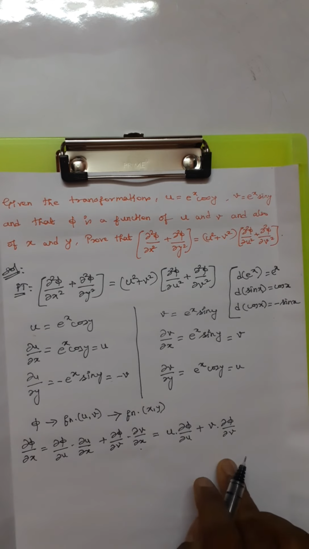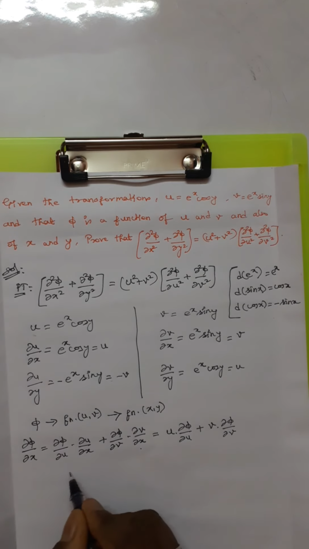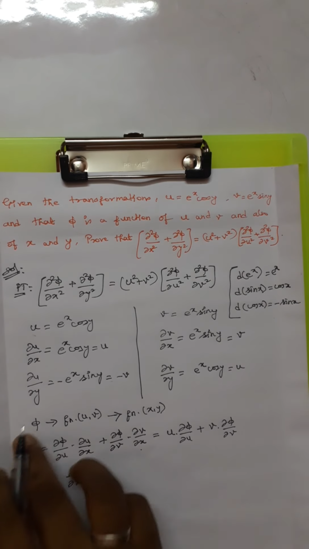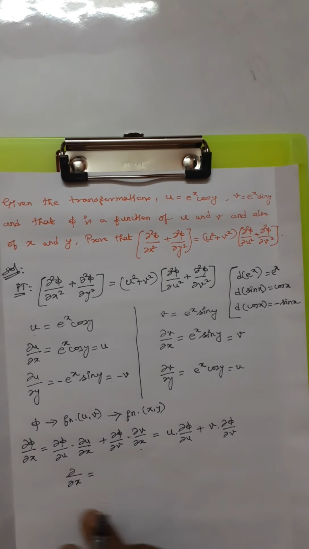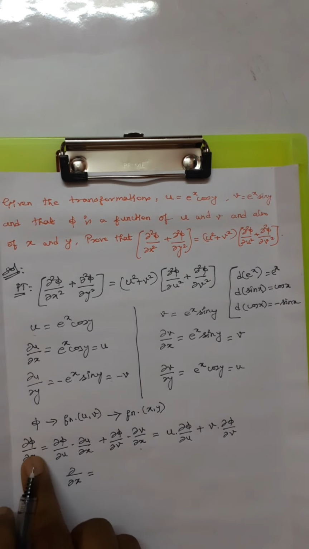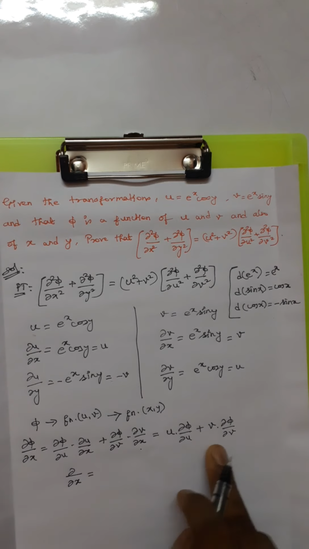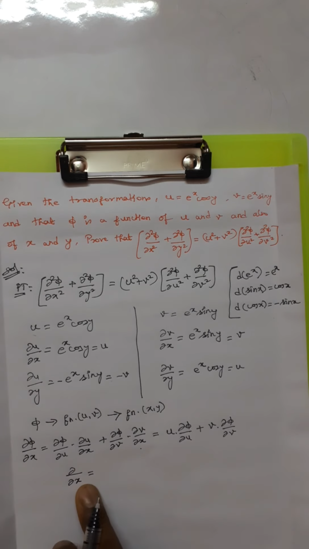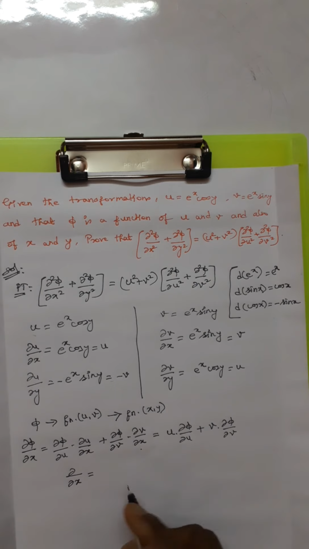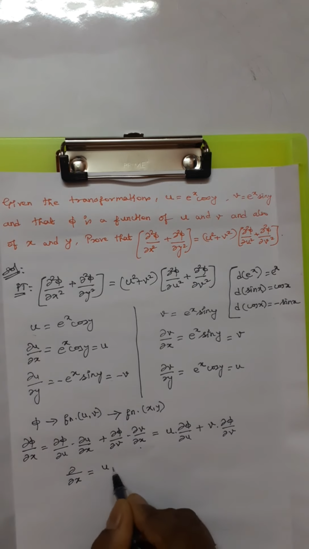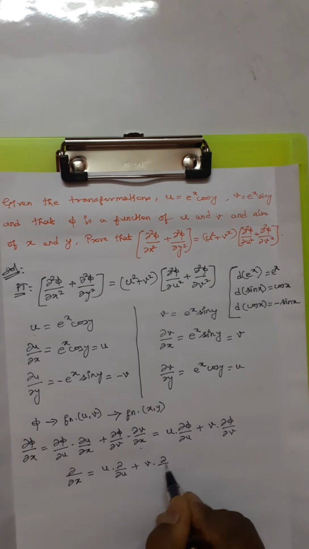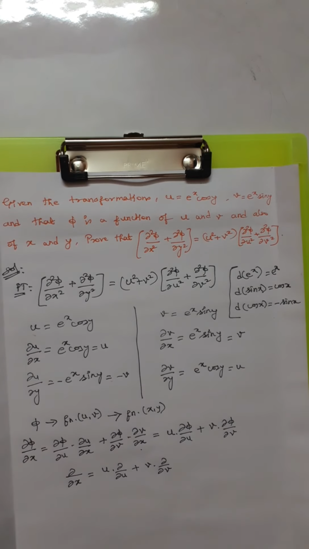Again from this we are writing the value of dou by dou x. Just removing the function phi from both LHS and RHS, we write the value of dou by dou x. So dou by dou x is equal to u into dou by dou u plus v into dou by dou v. Right? Let it be as it is.